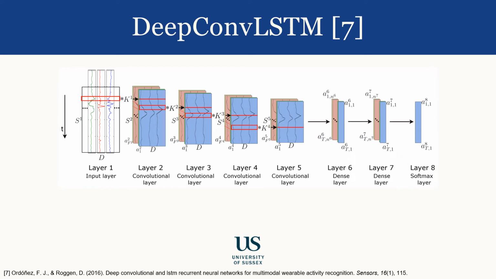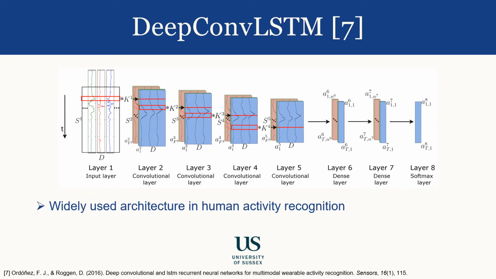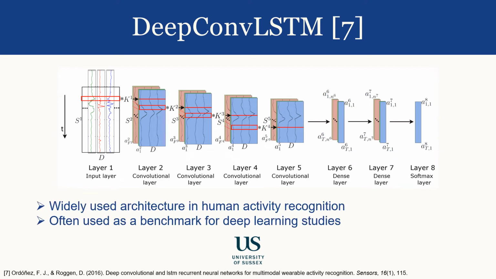For the actual classification, we use a deep convolutional long short-term memory network, which is widely used for activity recognition and a common benchmark for experiments. It consists of an input layer, which receives the sensor signals, or in this case the slow features, and feeds them through 4 convolutional layers and then 2 fully connected layers before predicting a class using a softmax layer.